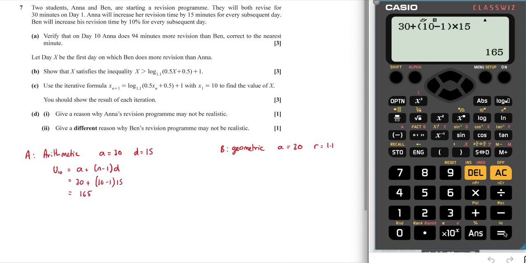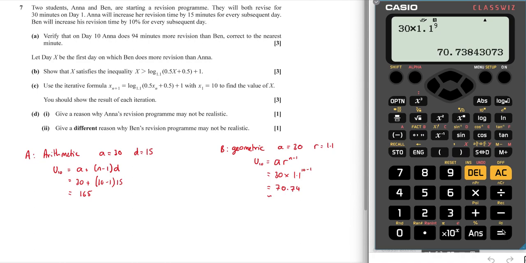The geometric then, U10 for the geometric, is A r to the power of n minus 1. So that is 30 times 1.1 to the 10 minus 1. So that is 30 times 1.1 to the power of, I'm just going to do 9, I can do 10 take 1 in my head. So that is 70.74, which is about 71.